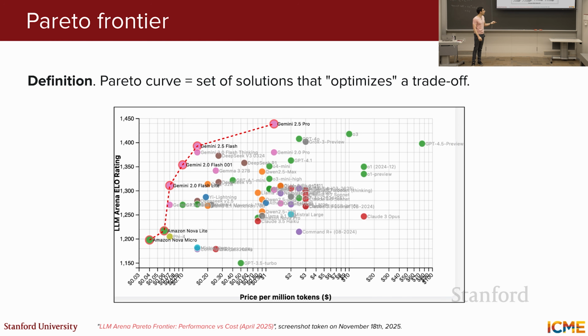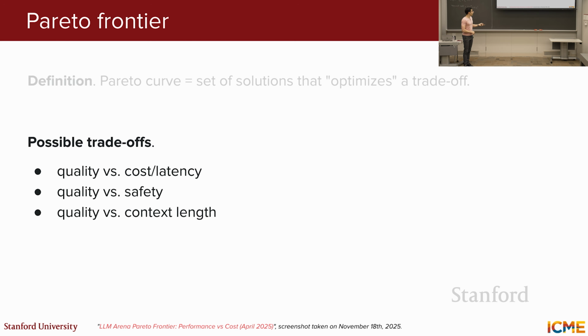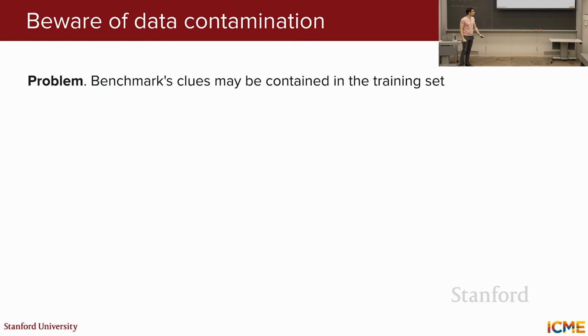And you can interestingly plot the performance of your models with respect to another dimension that you care about, which is price, for example, and see for a given price what is the best model you can use. The border that you see on the best models for that specific metric is called the Pareto frontier. And you might have a Pareto frontier with respect to several aspects: cost, safety, context length.